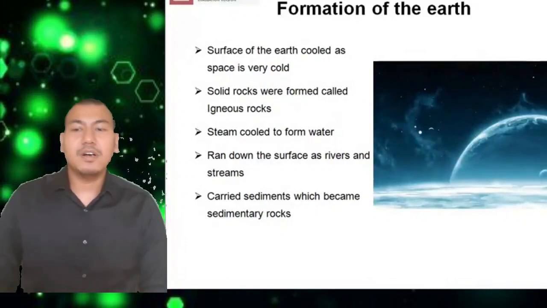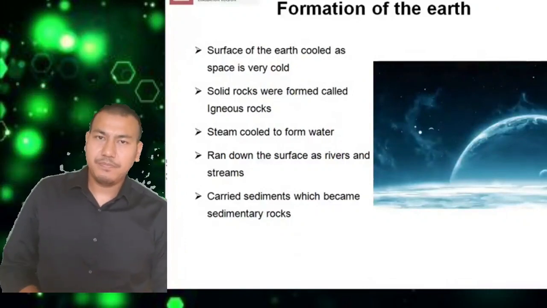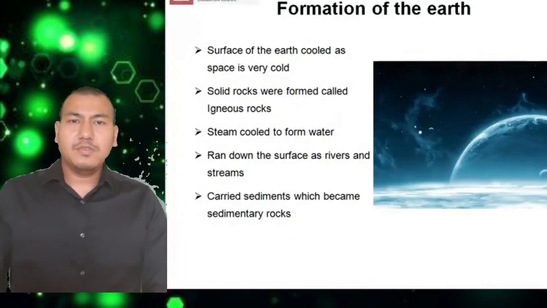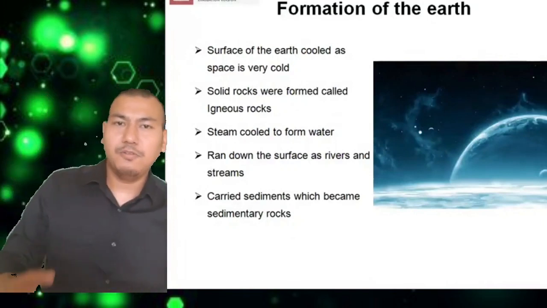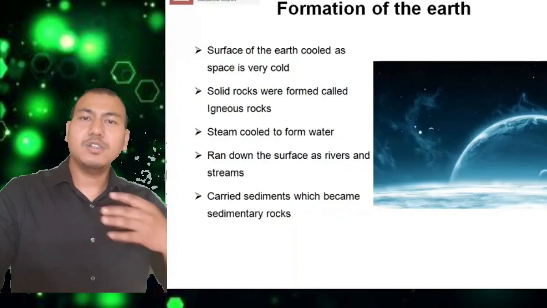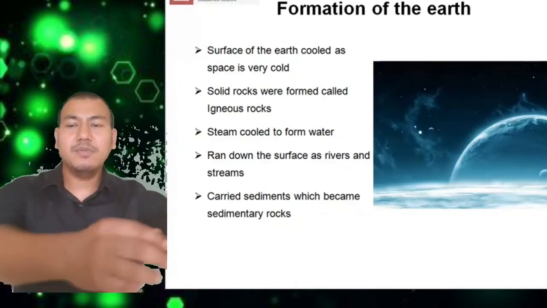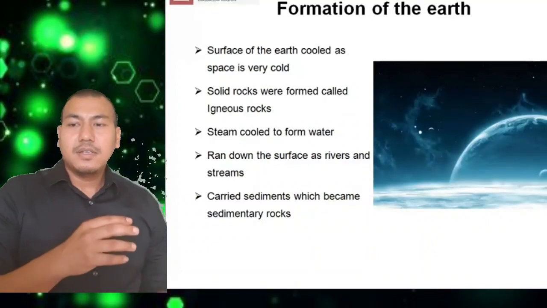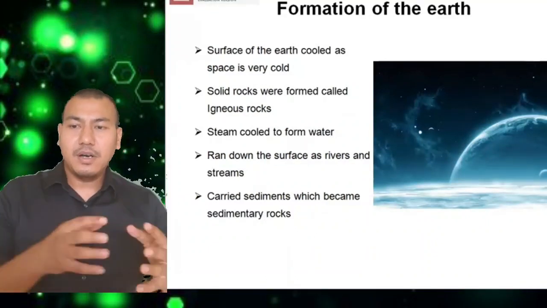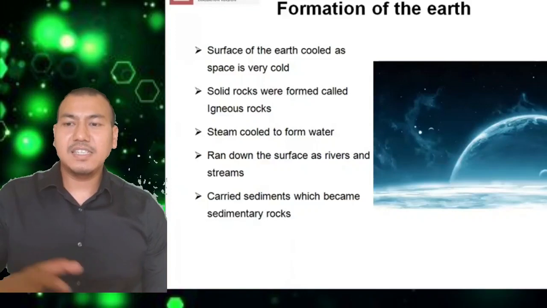The surface of the earth cooled as space is very cold. When the earth was formed, it was like a ball of fire. But slowly, the earth began to cool down. What happened is that the space was very cold. The earth surface became cold as space is very cold.